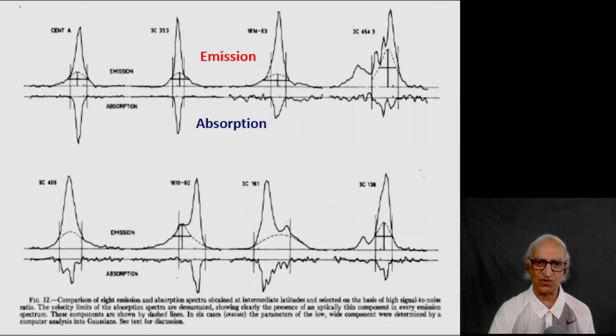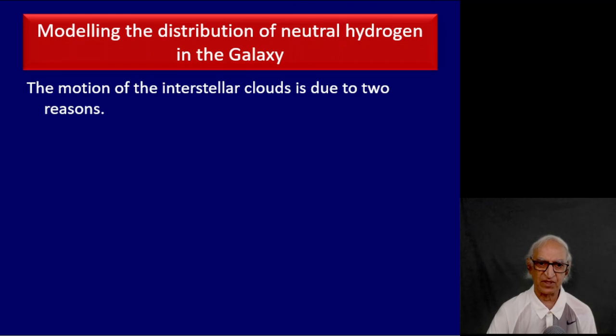And so, not to go back to the slide, just to flash it here, it is from the fact that you see in some directions both emission and absorption, in some directions you see only emission but not absorption, that one was able to deduce this two-component model of the interstellar medium.